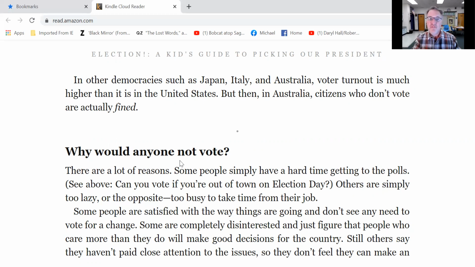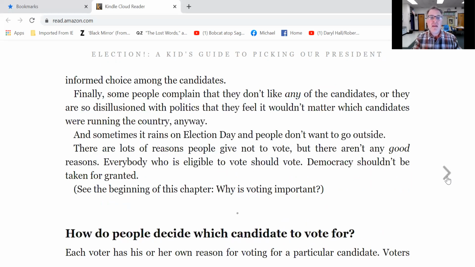Why would people not want to vote? Why would anyone not vote? There's lots of reasons. Some people simply have a hard time getting to the polls. Others might be just too lazy, or the opposite, too busy to take time to do it. And some people are satisfied with the way things are going and don't really see any need to vote for a change. Some are completely disinterested and just figure that people who care more than they do will make good decisions for the country. Still others say they haven't paid close attention to the issues, so they don't feel they can make an informed choice among the candidates. Finally, some people complain that they don't like any of the candidates, or they are disillusioned with politics, that they feel it wouldn't matter which candidates are running the country anyway.